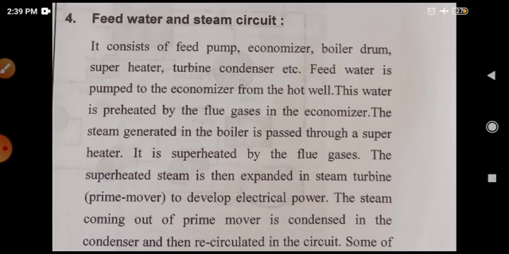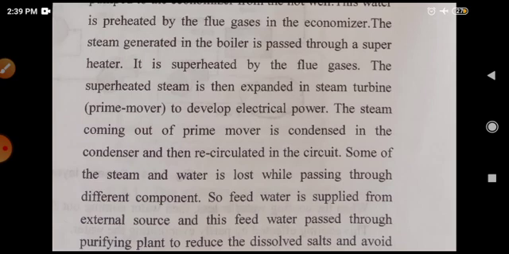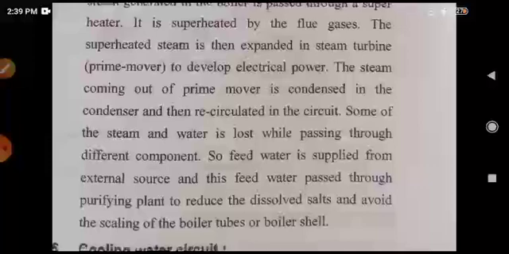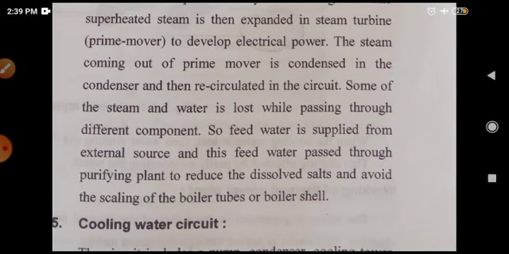The steam generated in the boiler is passed through a superheater. It is superheated by the flue gases. The superheated steam is then expanded in the turbine to develop electrical power. The steam coming out of the prime mover is condensed in the condenser and then recirculated in the circuit. Some of the steam and water is lost while passing through different components. So feed water is supplied from an external source, and this feed water passes through a purifying tank to reduce the dissolved salt and avoid scaling of the boiler tubes.